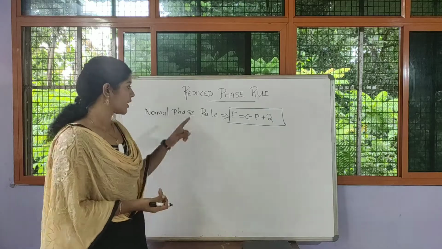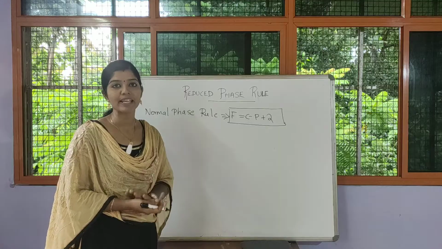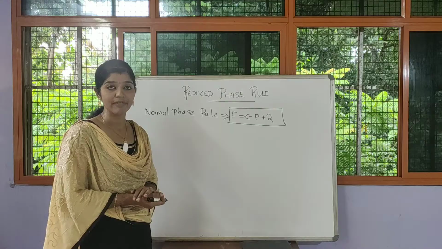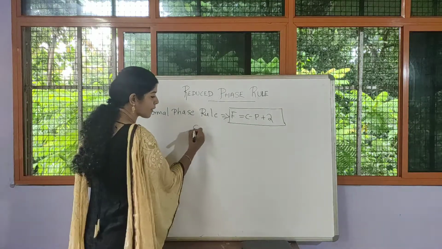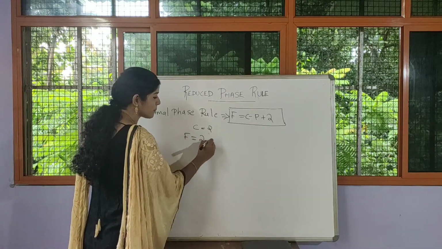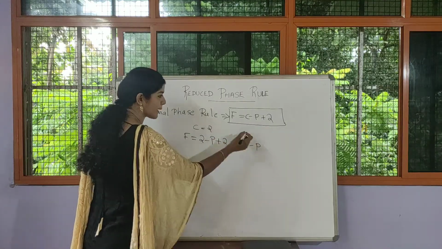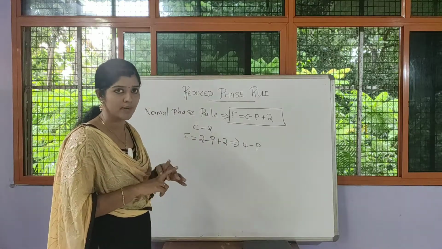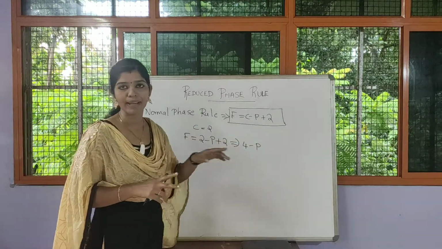Reduced phase rule. We know the normal phase rule equation is f = c - p + 2. So this is our regular normal phase rule equation. When we come to two component system, we know components will be 2, and so f will be 2 - p + 2, or you can write 4 - p. I am only substituting the value of c as 2 because it is a two component system, so we will have the modified equation as 4 - p.